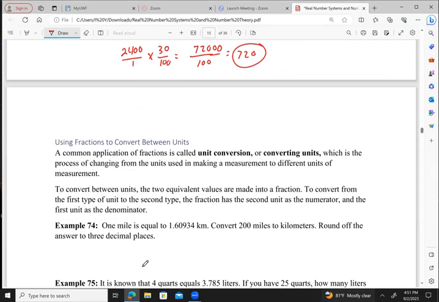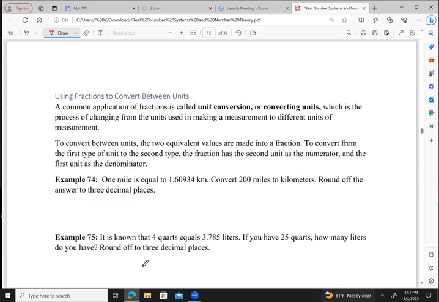Okay. Now we're going to use fractions to convert between units. A common application of fractions is called unit conversion, or converting units, which is the process of changing from the units used in making a measurement to different units of measurement. To convert between units, the two equivalent values are made into a fraction. To convert from the first type of unit to the second type, the fraction has the second unit as a numerator and the first unit as a denominator.